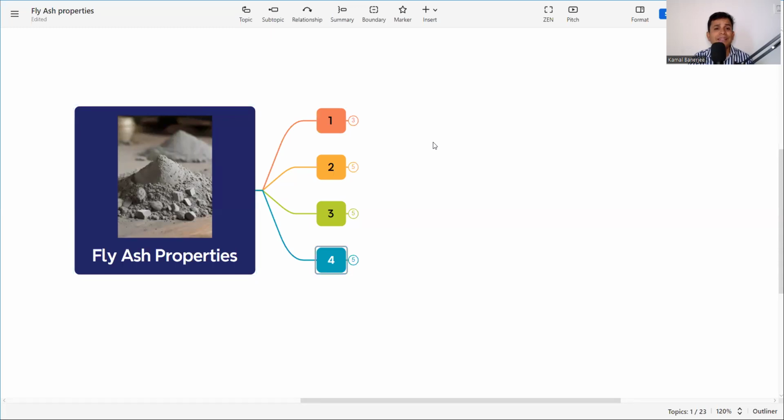So let's jump into the subject. What are the fly ash properties? Rather, the physical and chemical properties of fly ash as per Indian Standard. So first we need to know what the relevant IS code is.